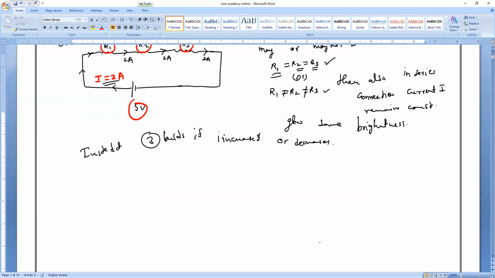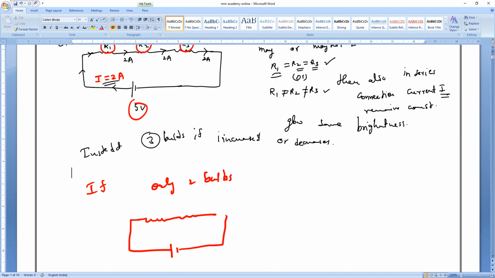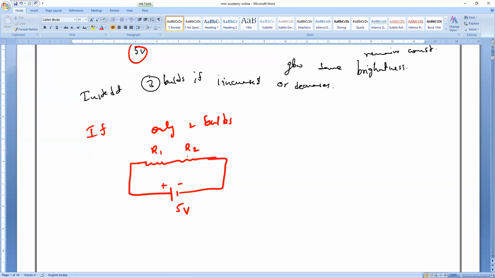Now the question is to you guys. Of course, in series connection current always remains constant. But suppose only two bulbs are connected, then still the supplied voltage remains 5 volts. Now my question to you guys: does the current remain 2 amperes or may it vary?